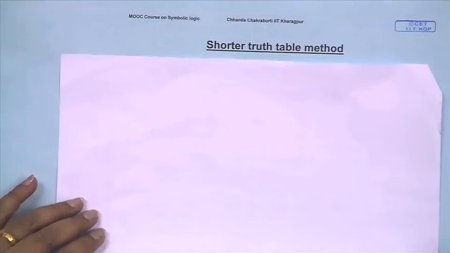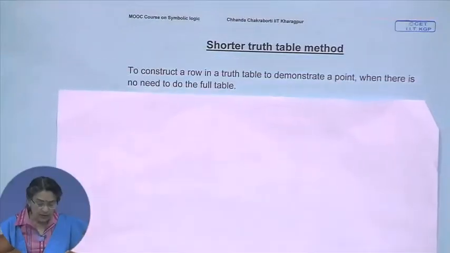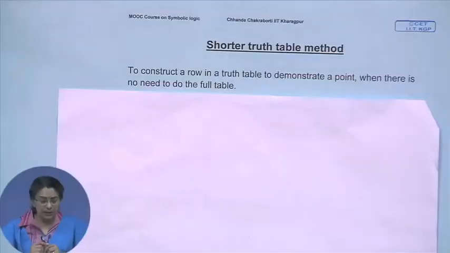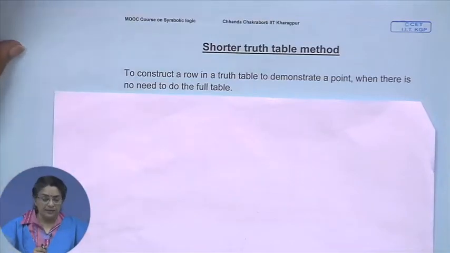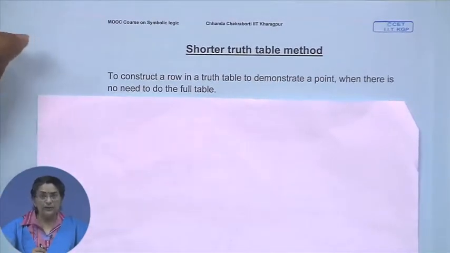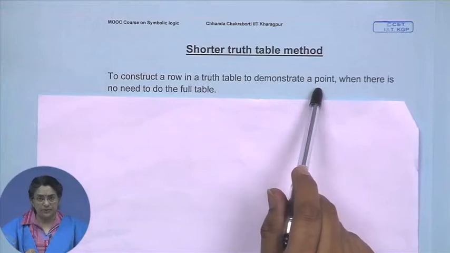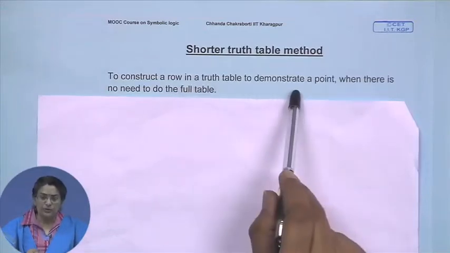First of all, what does it do? How you do it is a separate question, but what does it do? The goal of this shorter truth table method is to construct one particular row in the truth table. See, when we learned the full truth table, we were told that there are going to be rows and columns. Now, we are saying that the task of the shorter truth table is to construct a certain row. So, you are picking up one particular row and you are constructing it with a certain objective. There is a point that you want to establish, and the goal of that row is to demonstrate that point.